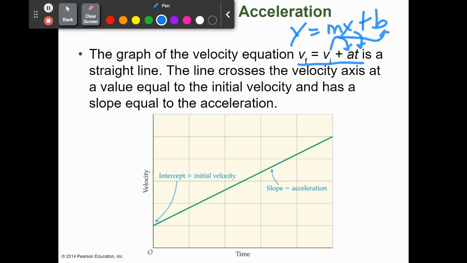So when we have velocity versus time, the slope of that line is always acceleration, and the equation that you have there is the equation of a straight line. Okay? So the line is going to cross the velocity axis at a value equal to the initial velocity. So like I said, that's going to be our y-intercept. And the slope is equal to the acceleration. So if you want to make a graph of this, I would. And I would also make the correlation between the equation of a line.